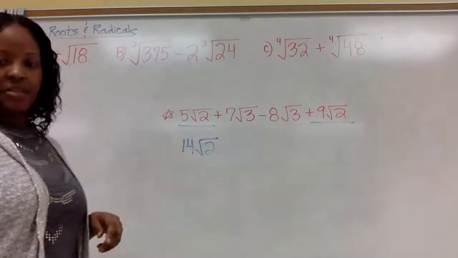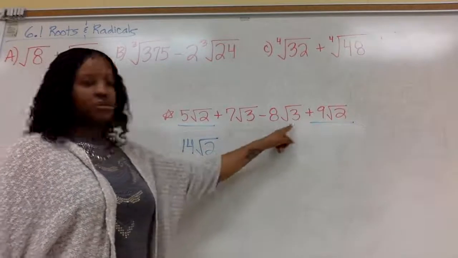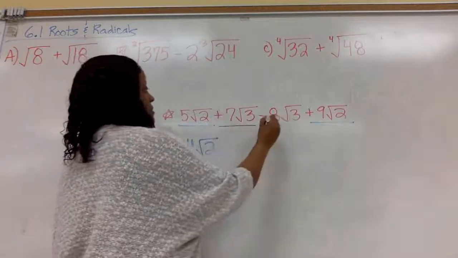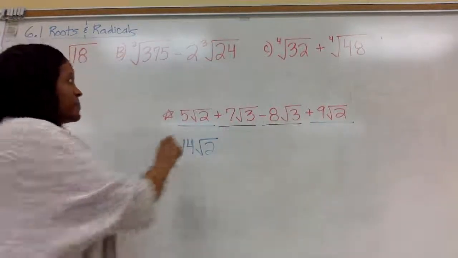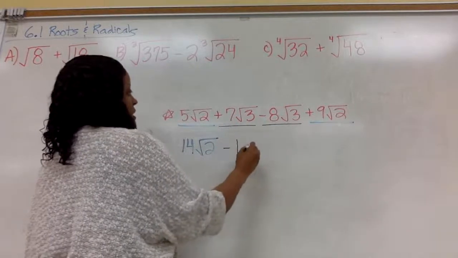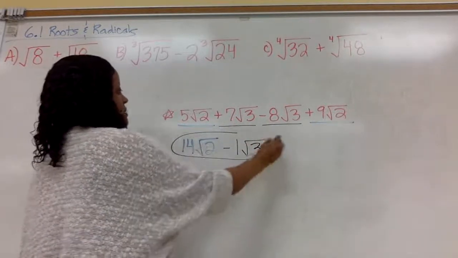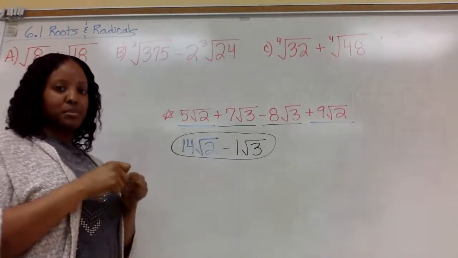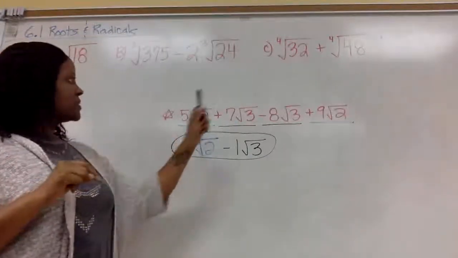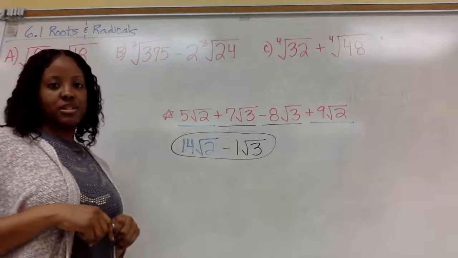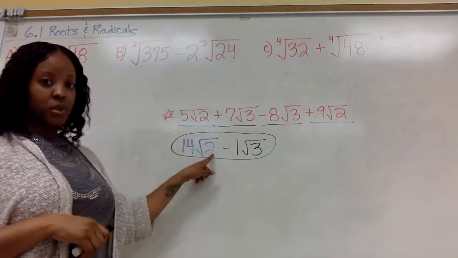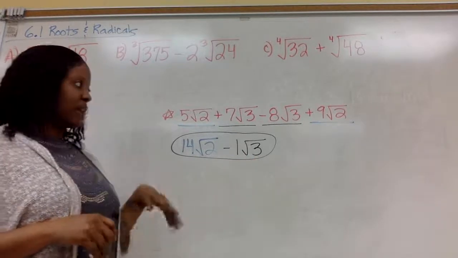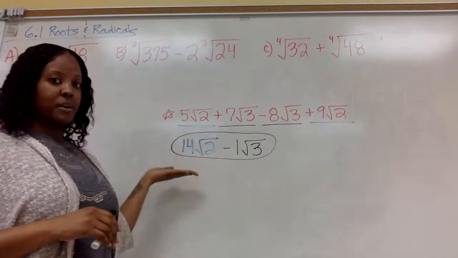Now, these are both square roots of 3, so they are also like terms, so I can put those together. So 7 square roots of 3 minus 8 square roots of 3. 7 minus 8 is negative 1 square root of 3. So that is my final answer. You can only add or subtract radicals that have the same number underneath the square root. So we put the square roots of 2's together and we put the square roots of 3's together. If I can factor 2, I would, but I can't. If I can factor 3, I would, but I can't because those are prime numbers. So I can't break those down anymore. So this would be my final answer.